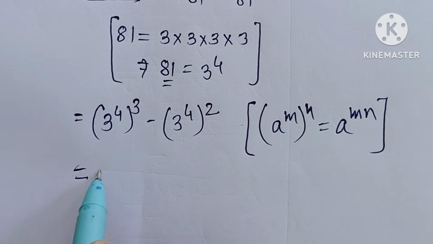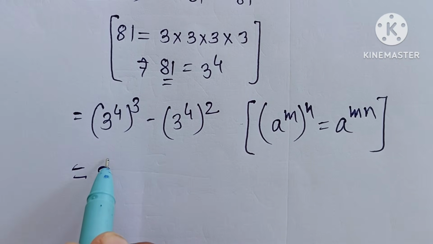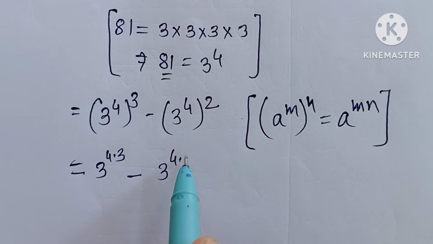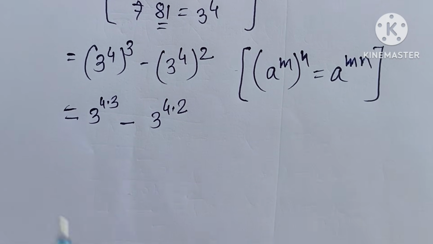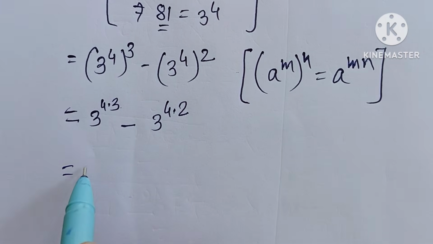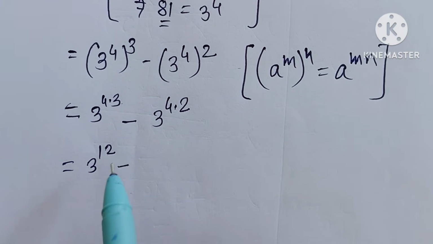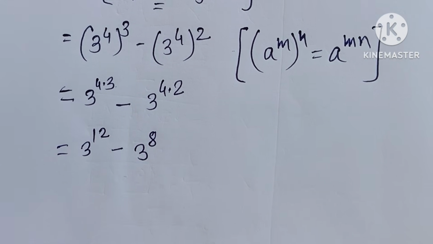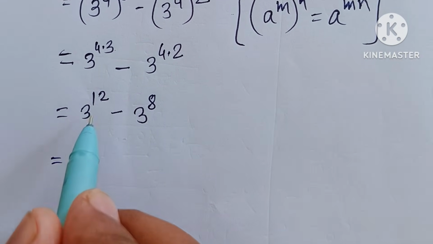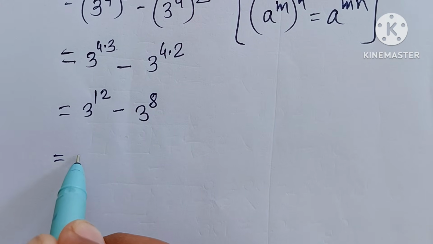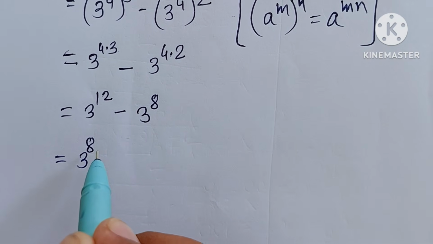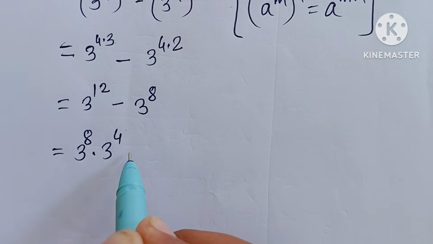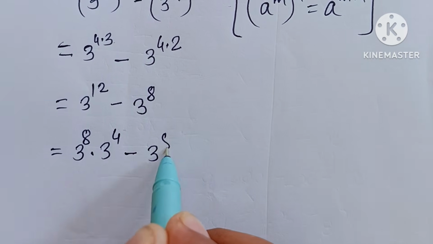3 raised to the power 4 multiply 3 minus 3 raised to the power 4 multiply 2. Next, equal to 3 4s are 12, 3 raised to the power 12 minus 3 raised to the power 8. 4 2s are 8, 3 4s are 12. Then here we can write 3 raised to the power 12 as 3 raised to the power 8 into 3 raised to the power 4 minus 3 raised to the power 8.